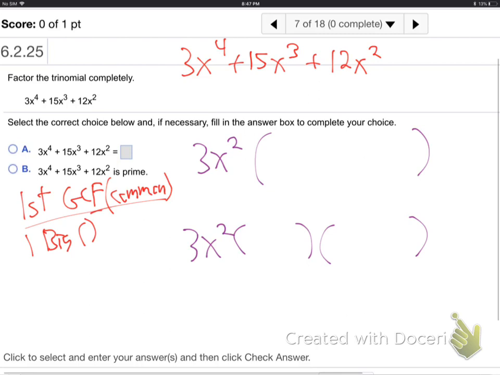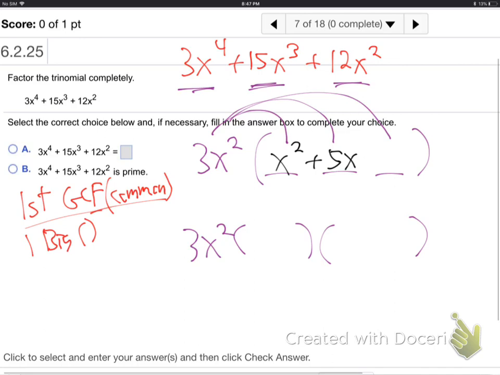Am I making sense? So do the one big parenthesis, find out what goes in here, like we did in the last section, whatever works. In other words, ask yourself, 3x squared times what? And 3x squared times what? And 3x squared times what? We'll go back to this, this, and this. And then go on and do the diamond and finish it up from there. So 3x squared times what? X squared plus 5x plus 4.